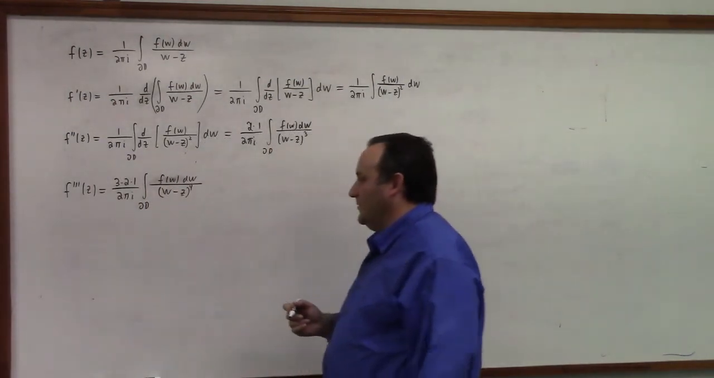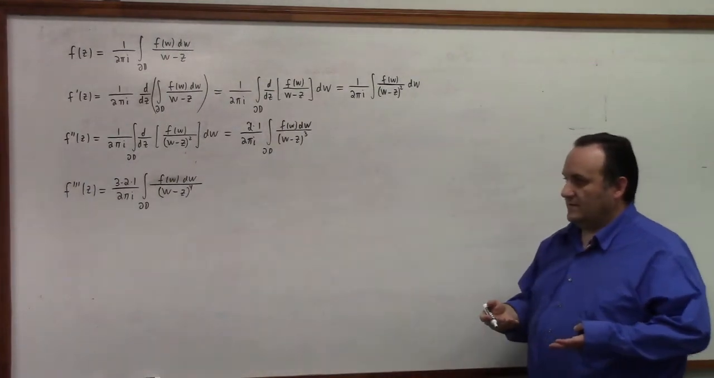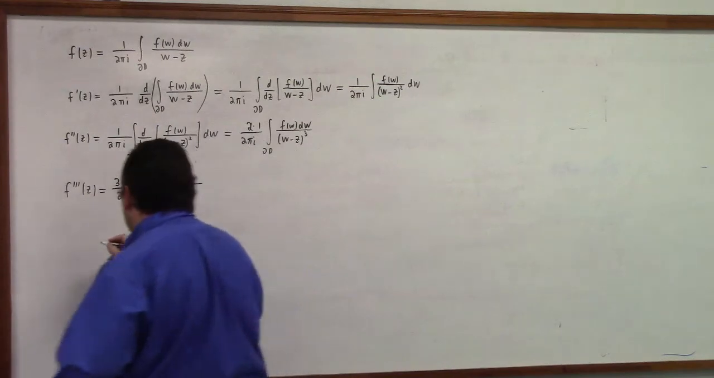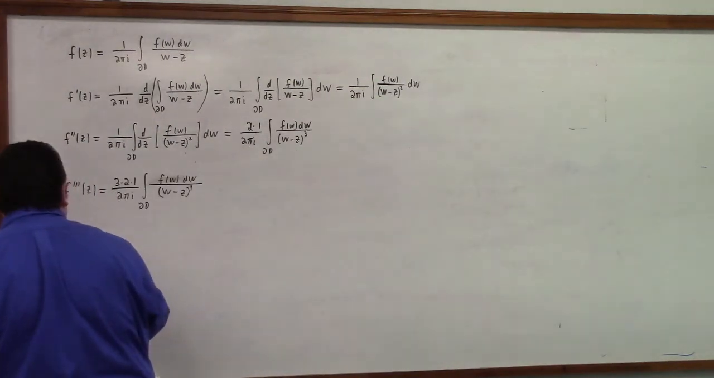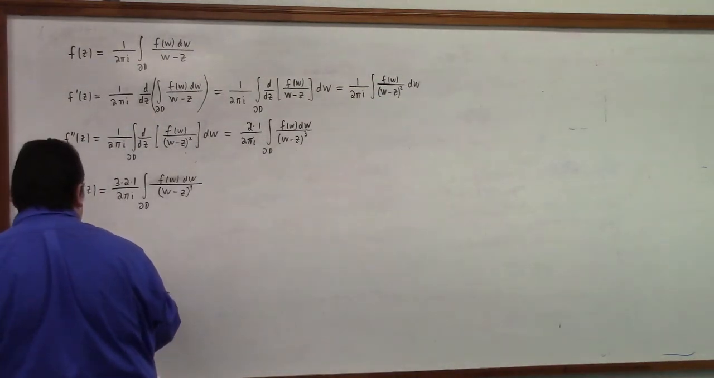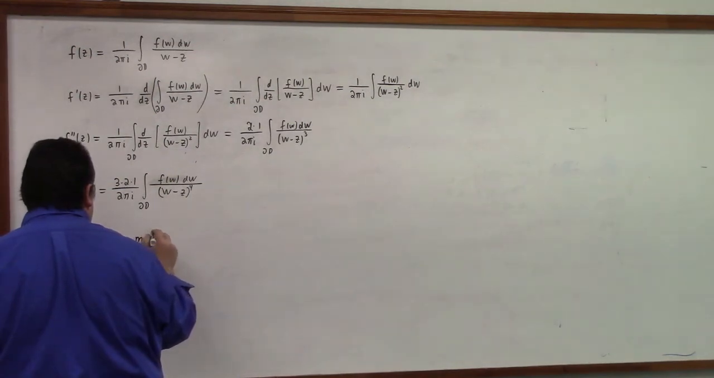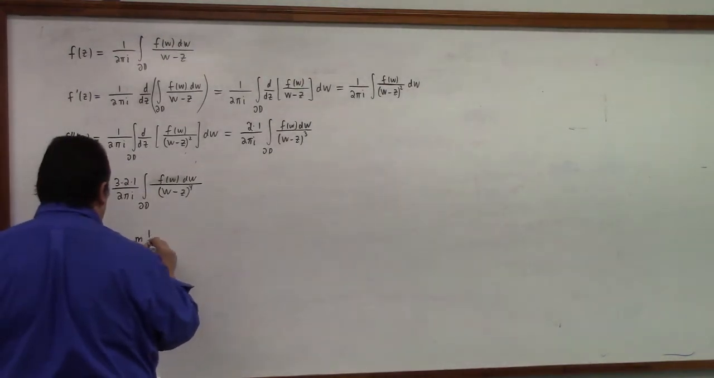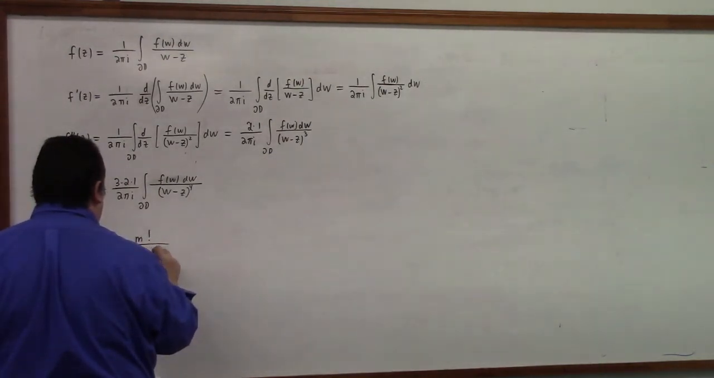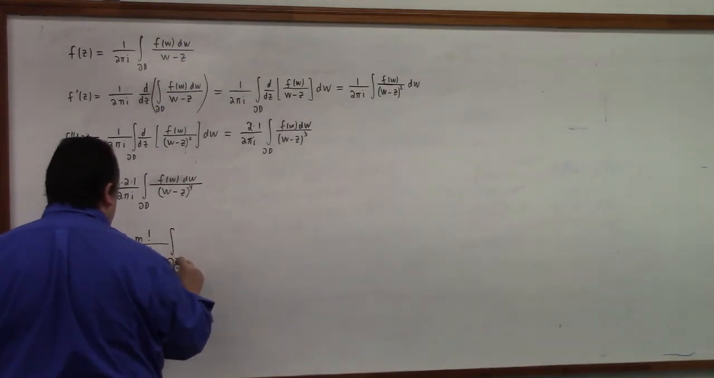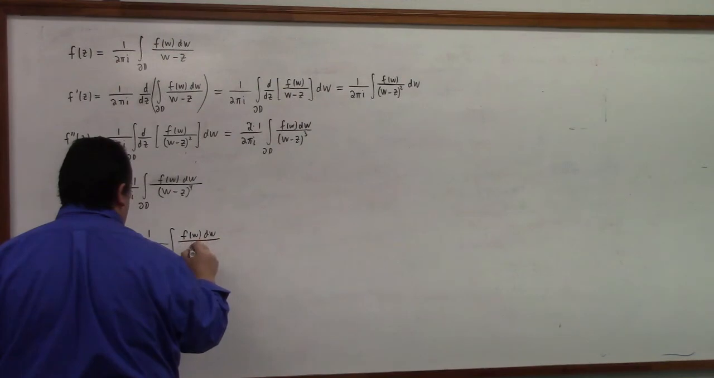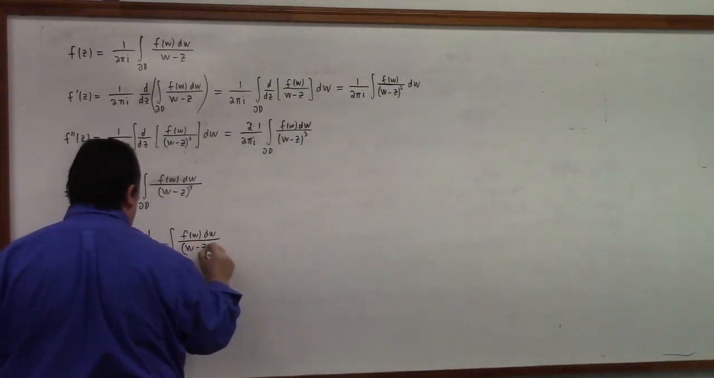So maybe you recognize the pattern at this point. Aha, if we differentiate f m times, the mth derivative is going to be m times m minus 1 times m minus 2 times, and so on, that's m factorial. So we have m factorial over 2 pi i, integral over the boundary of D, f of w dw over w minus z to the what?